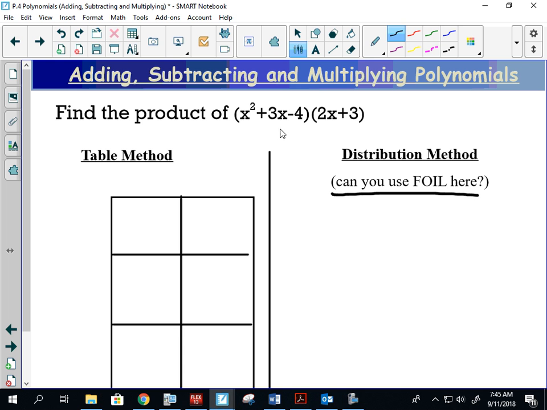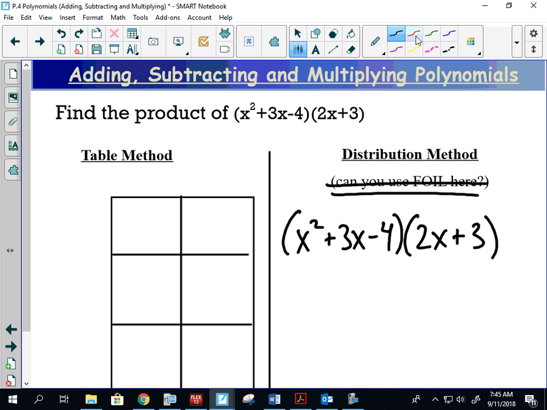Here we have a trinomial times a binomial. We're going to have 6 terms. So I can't use the acronym FOIL here. I have to really think about it as like triple distribution. Okay? So I'm going to write it all out. x squared plus 3x minus 4 times 2x plus 3.